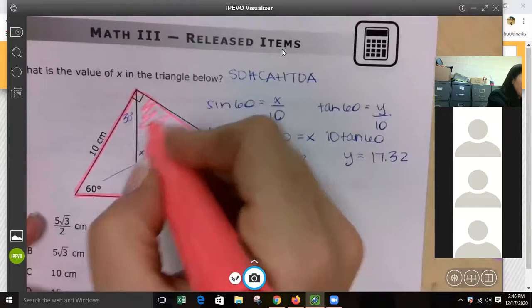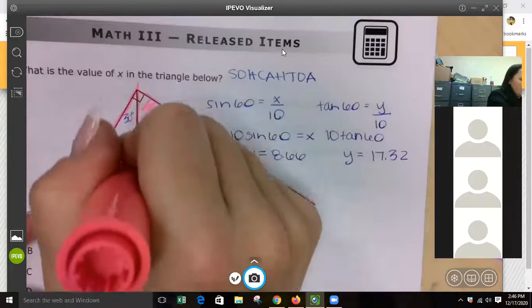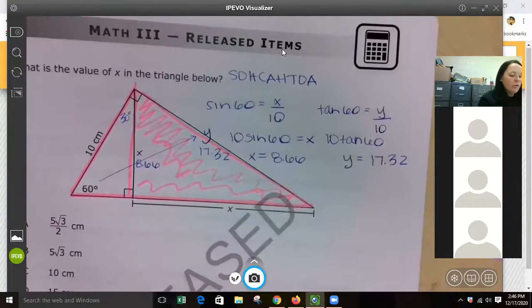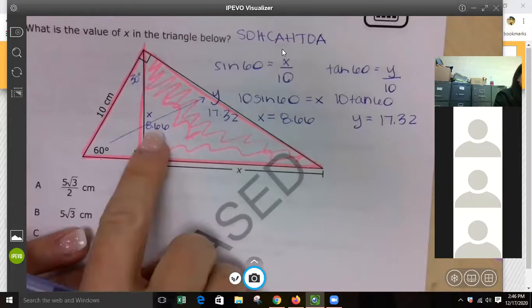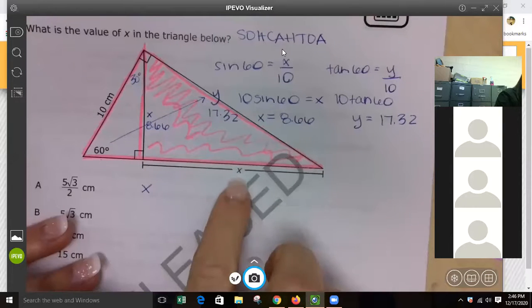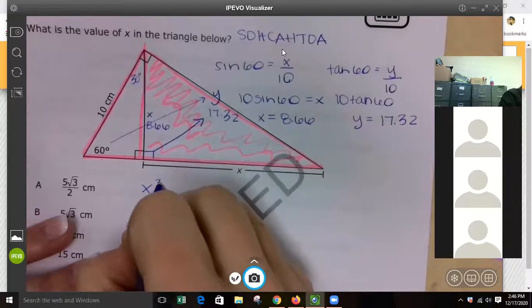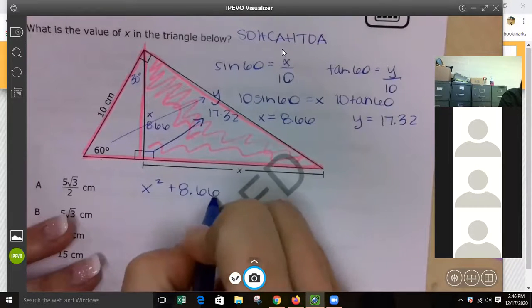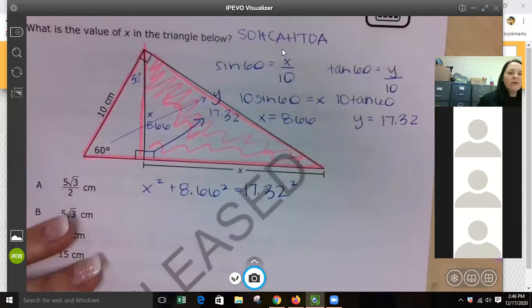Now I can work with just this triangle because I have two sides and I can find the third one using the Pythagorean theorem. This one's probably one of the lengthiest. I don't think it's hard, but it's lengthy. So we're going to do x squared plus 8.66 squared, because this is not your hypotenuse. Remember, this is your right angle, so this one is your hypotenuse. So x squared plus 8.66 squared equals 17.32 squared.